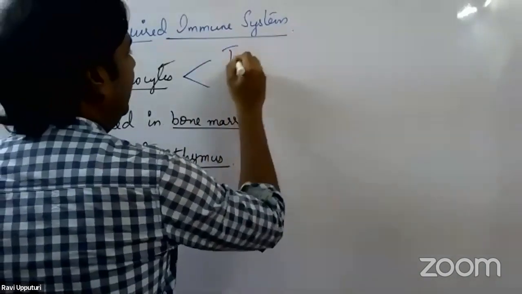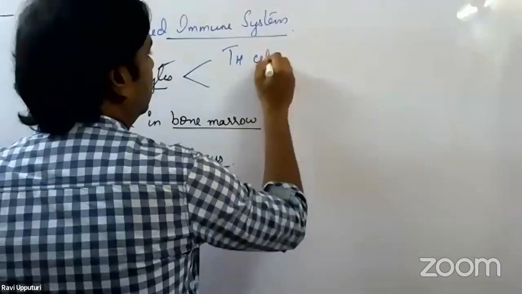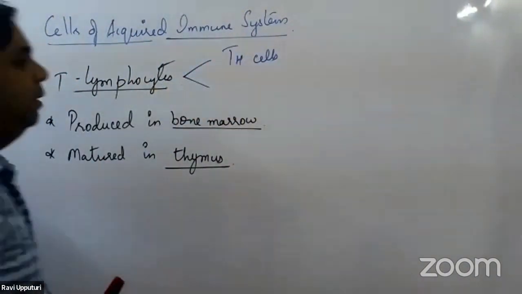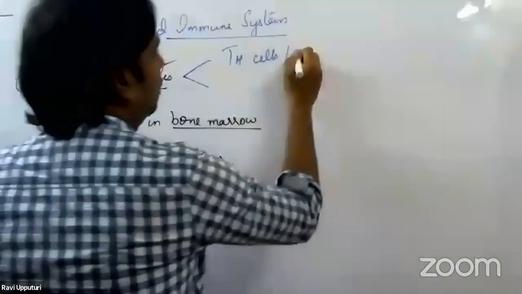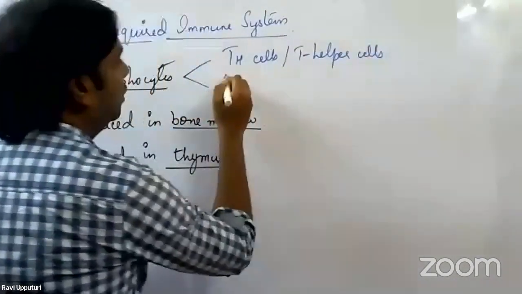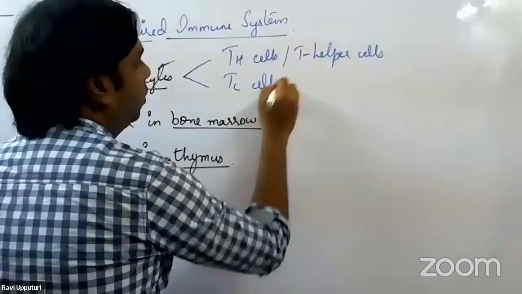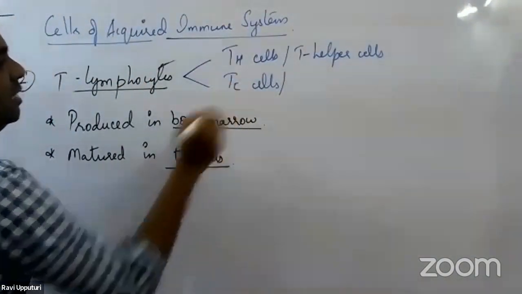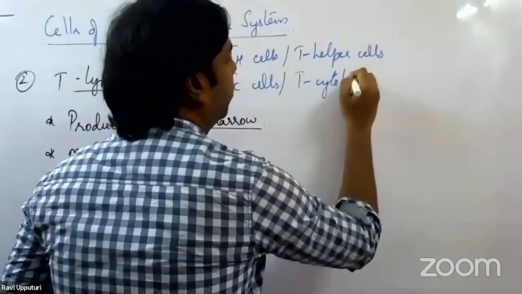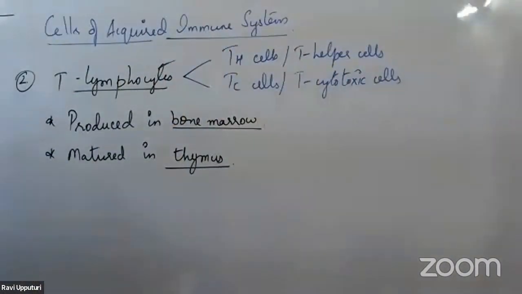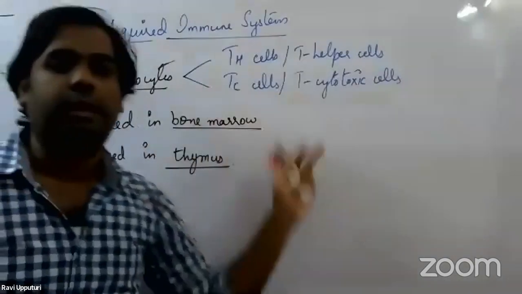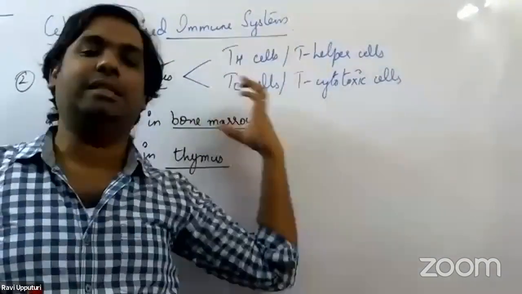One is called T helper cells. Simply we can call it Th cells. H stands for helper. The second one is called Tc cells, where C stands for T cytotoxic cells. So there are two subpopulations under the T lymphocytes: T helper cells as well as T cytotoxic cells.